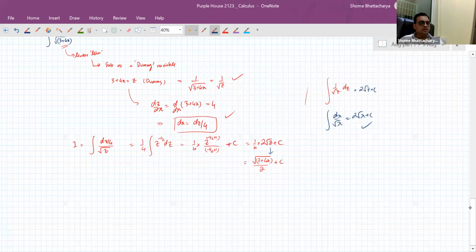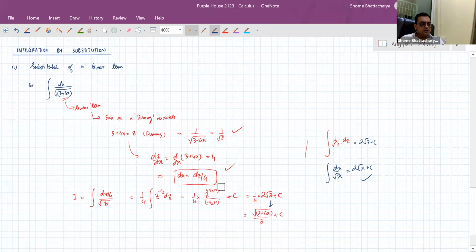Just a second. Yeah, so this becomes our final answer here. I'll just write it more clearly. So the 2 and 4 will cancel, and in the numerator, in place of root z, we can substitute z as whatever we had taken it as. So that was 3 plus.